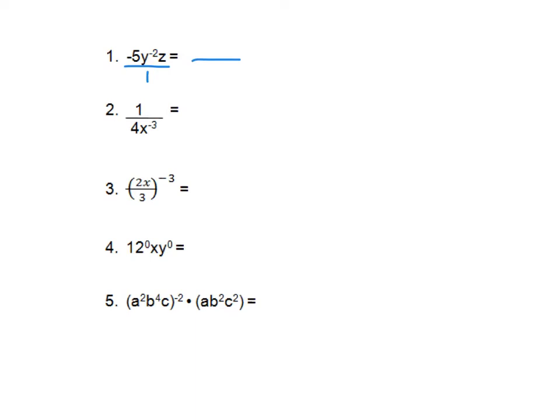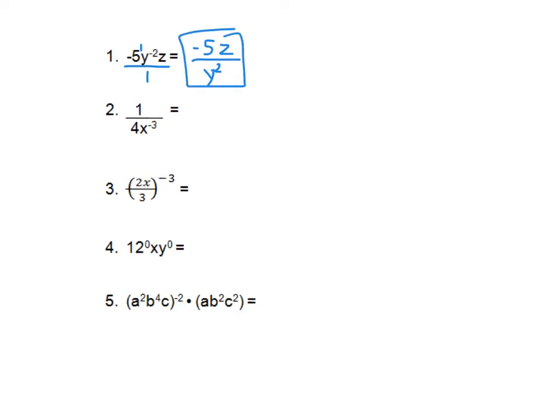Negative 5. This is a very common mistake. People like to move negative 5 because it's a negative number. We do not move negative 5. Negative 5 stays where it is because it does not have a negative exponent. The exponent on a negative 5 is a 1 right there. Y to the negative 2 does have a negative exponent, so I'm going to move it to the denominator, and I'm going to make the power positive. Z has a power of 1 as well. It's not a negative power, so I'm going to put a z in the numerator. This is as far as I can simplify this problem.